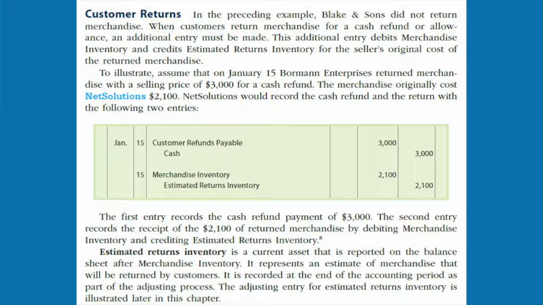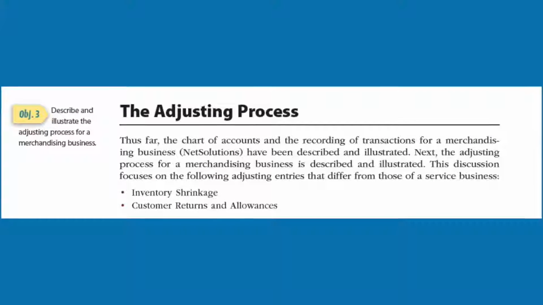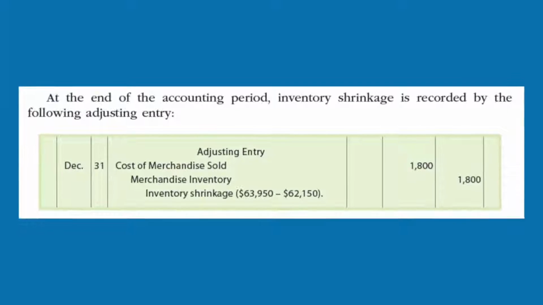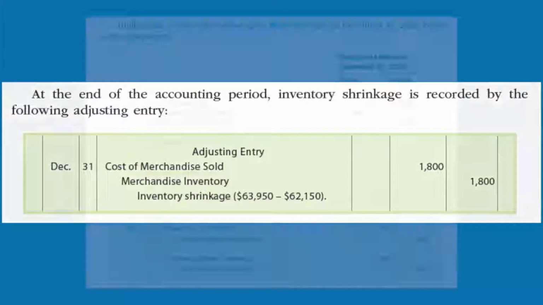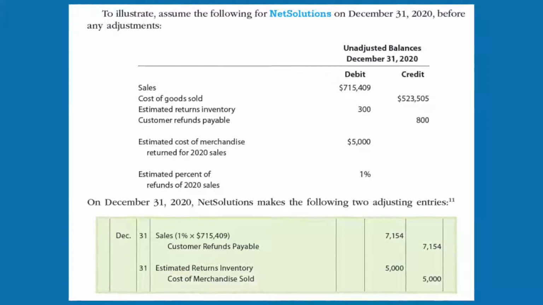In addition, in the new edition, we've moved the adjusting entries related to customer returns and allowances back later in the text where we talk about the adjusting entry for inventory shrinkage. And so now all the adjusting entries are back there in one place. So we try to move that out of the chapter discussion to later in the text where students are better able to handle it.